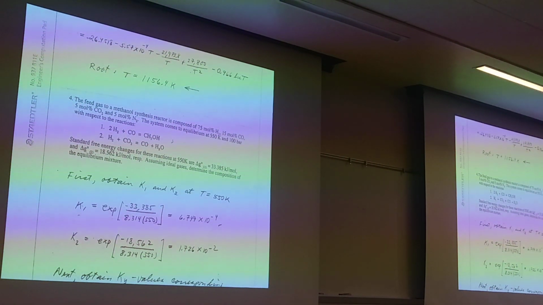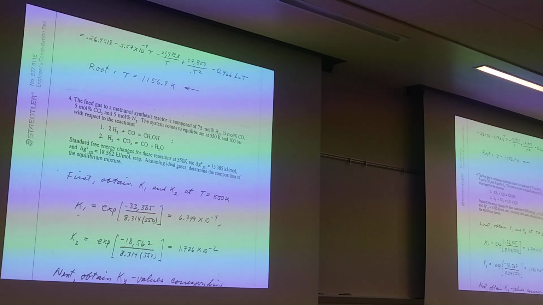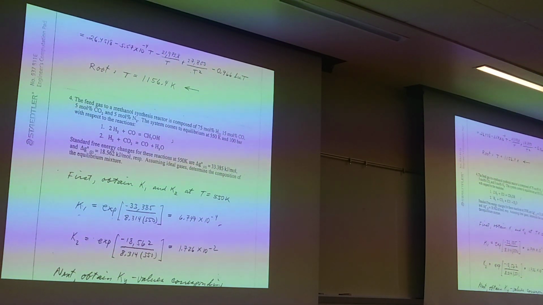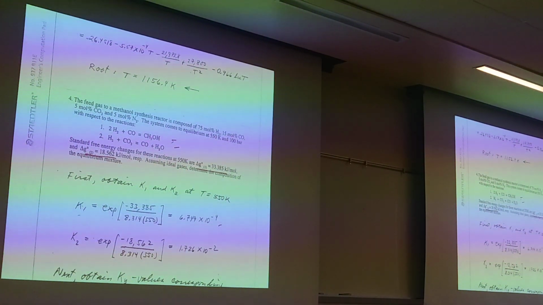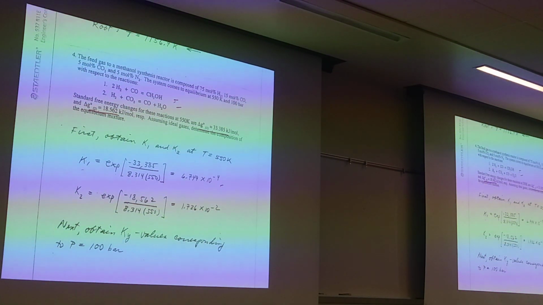Okay, the next one is we've got a feed gas to a methanol synthesis reactor. It's composed of 75 mole % hydrogen, 15 mole % carbon monoxide, 5 mole % carbon dioxide, and 5 mole % nitrogen. The system comes to equilibrium at 550 K and 100 bar with respect to these two reactions that are given. The standard free energy changes for these reactions at 550 K, I'm giving you these numbers, and they're already at the right temperature. So we can use those just in a simple way to get values for the equilibrium constants K1 and K2.